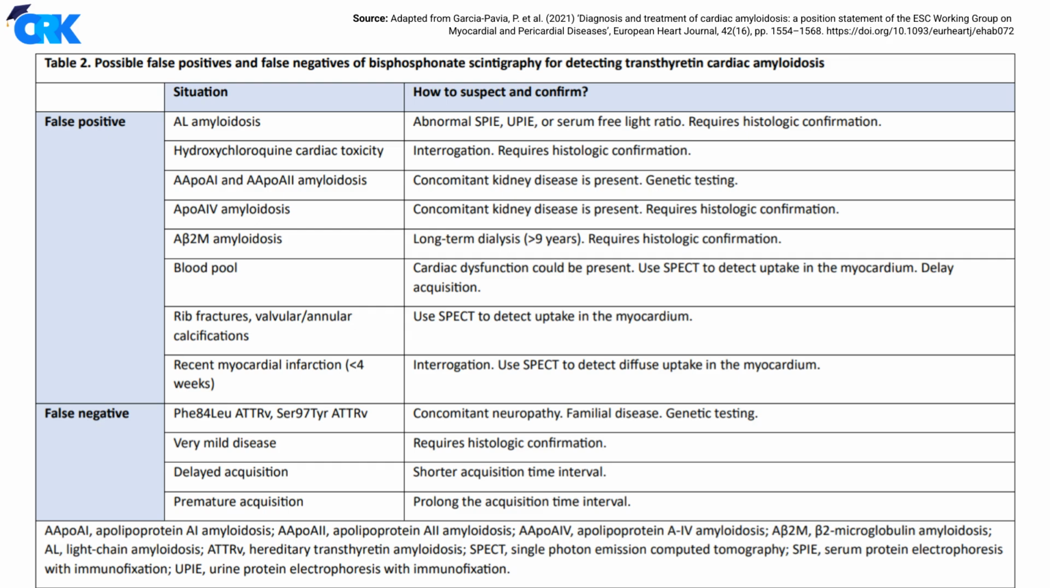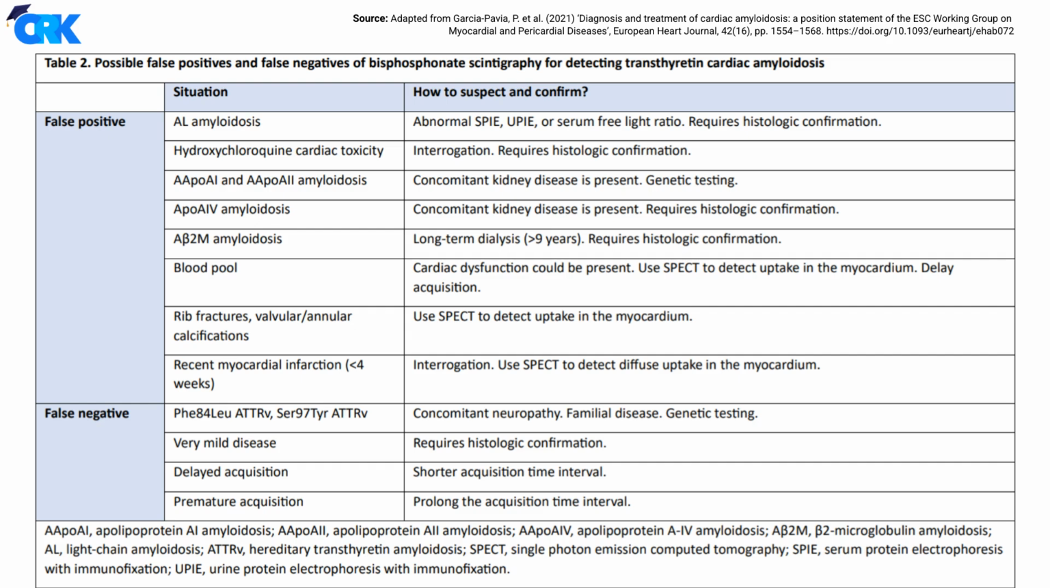Again, careful timing and use of SPECT are key for accurate interpretation. Now let's shift to false negatives, cases where ATTR-CM may be present, but scintigraphy appears normal. Certain hereditary ATTR variants, such as Phe84Leu or Ser97Tyr, may not produce significant tracer uptake. These are often linked to neuropathy or a strong family history. Genetic testing is essential in such cases.